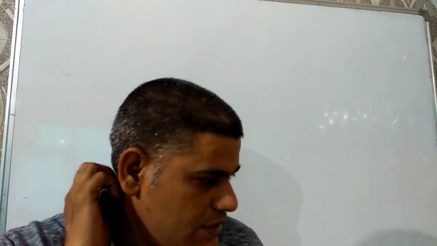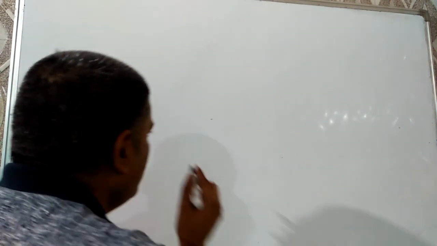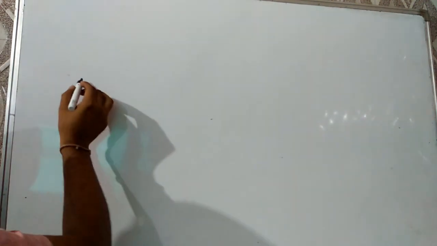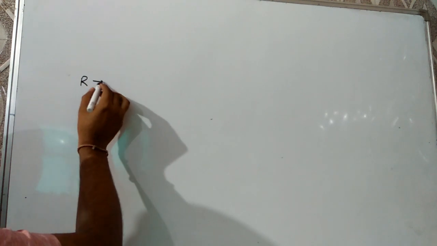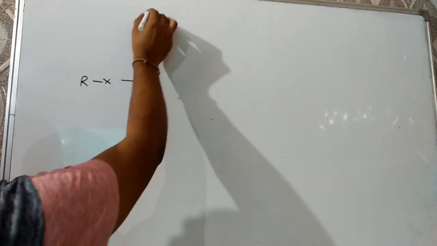So, after discussing the optical activity and SN1 and SN2 mechanism, today we are going to discuss examples of nucleophilic substitution reaction and various conversions regarding it, or we can say the chemical properties of haloalkanes. First, I am making a table which will show the nucleophilic substitution reactions of haloalkane.